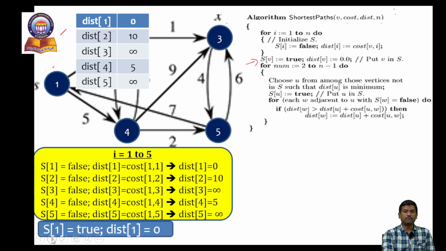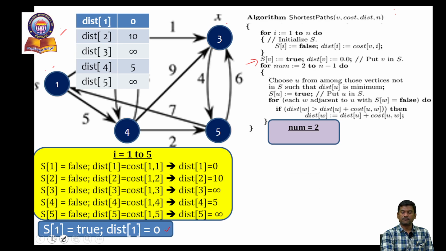You have taken this vertex into the solution set. That is S of 1 equal to true. And according to this step, distance of V is equal to 0. That is distance of V, that is distance of 1. So distance of 1 is equal to 0. After executing this step, it goes for the next vertices to be taken into consideration. That is for num equal to 2 to n minus 1.